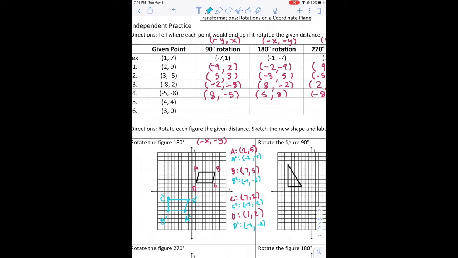Notice how the figure is upside down now too. So it doesn't just slide over. It is a rotation as if it were on like the arm of a clock, but going in the opposite direction.